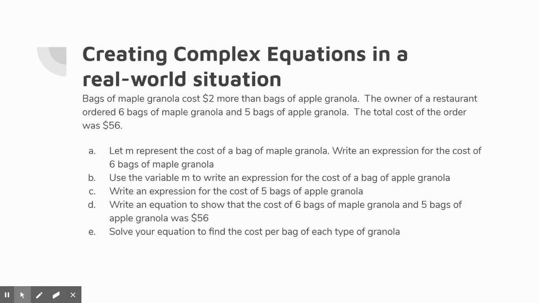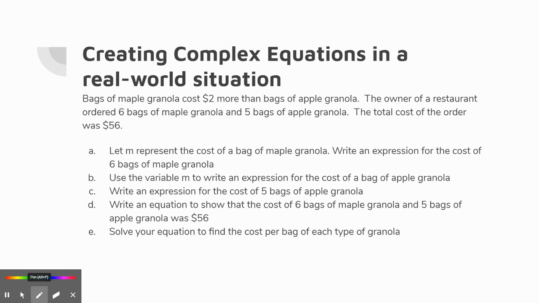So what you're going to do now is create a complex equation within a real-world situation. It says bags of maple granola cost $2 more than bags of apple granola. The owner of a restaurant ordered 6 bags of maple granola and 5 bags of apple granola. The total cost of the order was $56. Let M represent the cost of a bag of maple granola. Write an expression for the cost of 6 bags of maple granola.